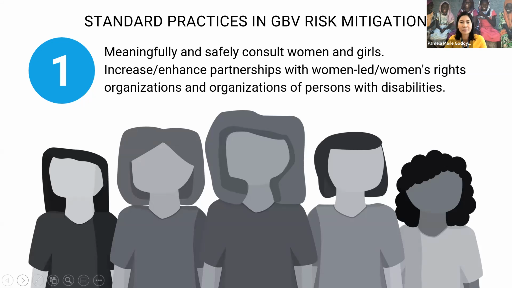So this is where our close collaboration with women-led or women's rights organizations and organizations of persons with disability come in. So we can actually engage with them and triangulate information coming from secondary data and reports, like what we've cited earlier, the rapid gender analysis.